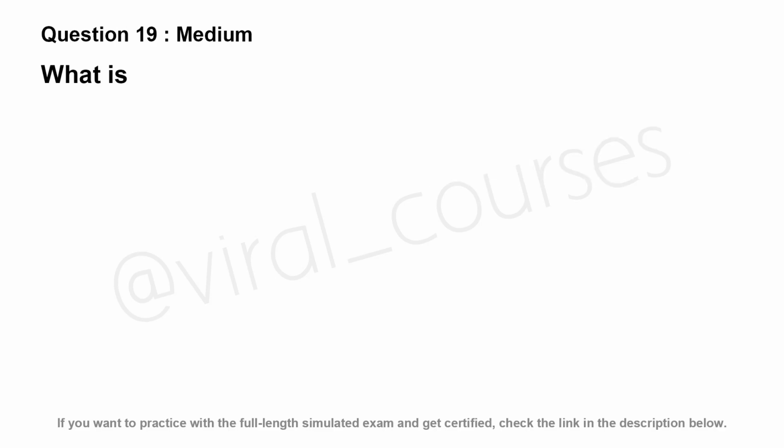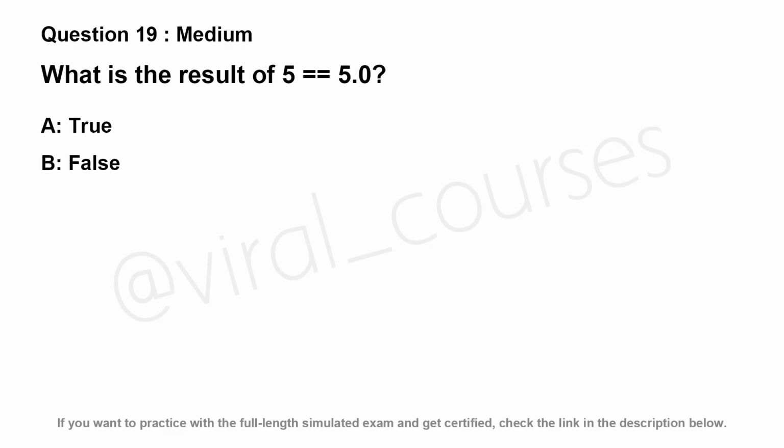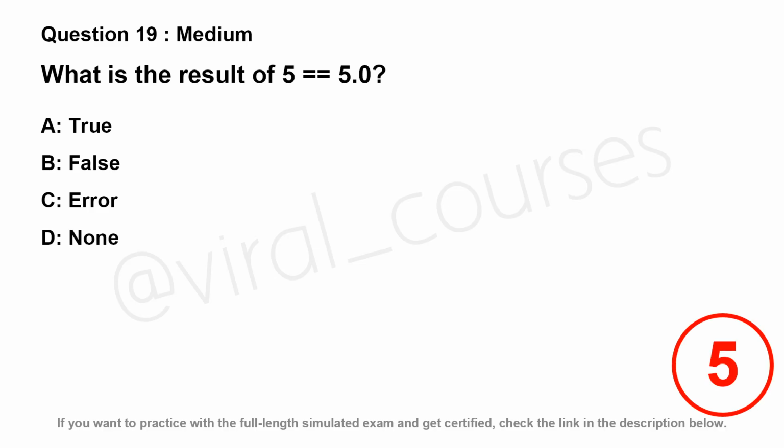What is the result of 5 == 5.0? Option A, True. Option B, False. Option C, Error. Option D, None.